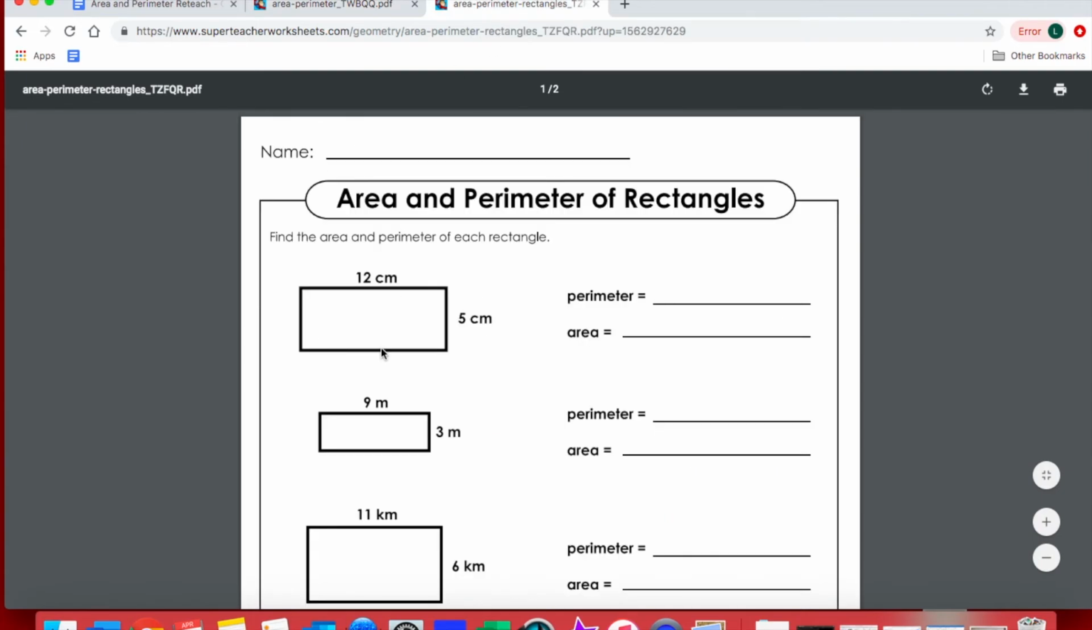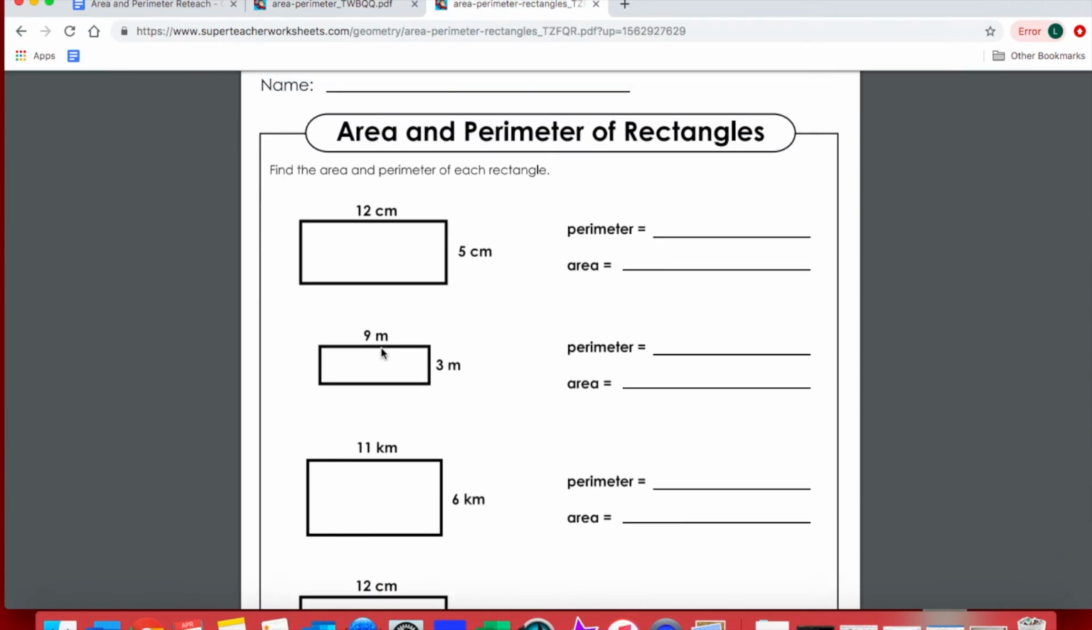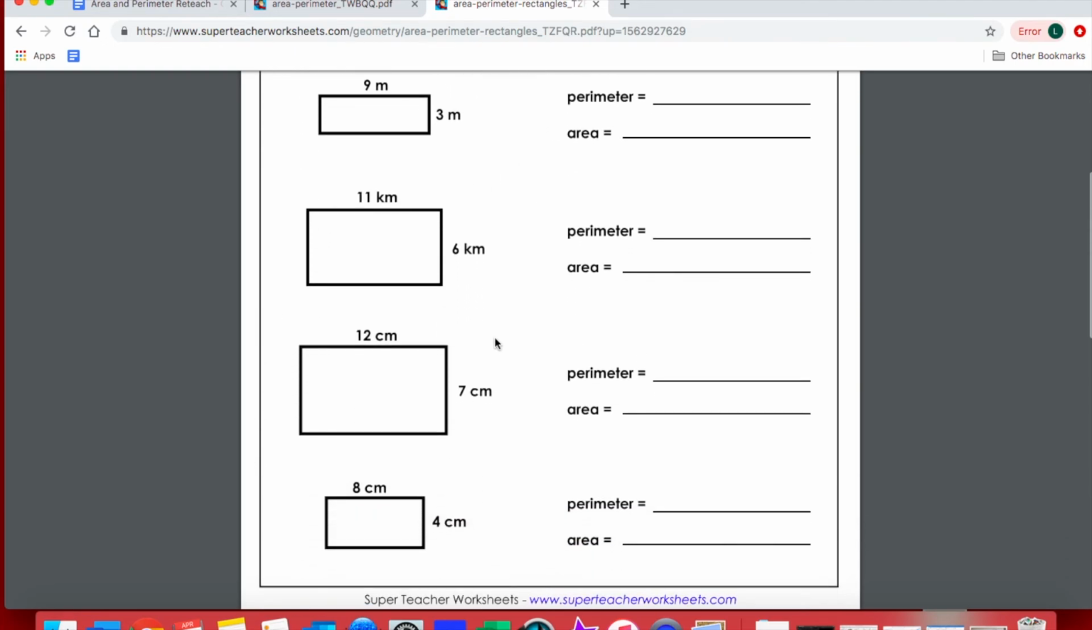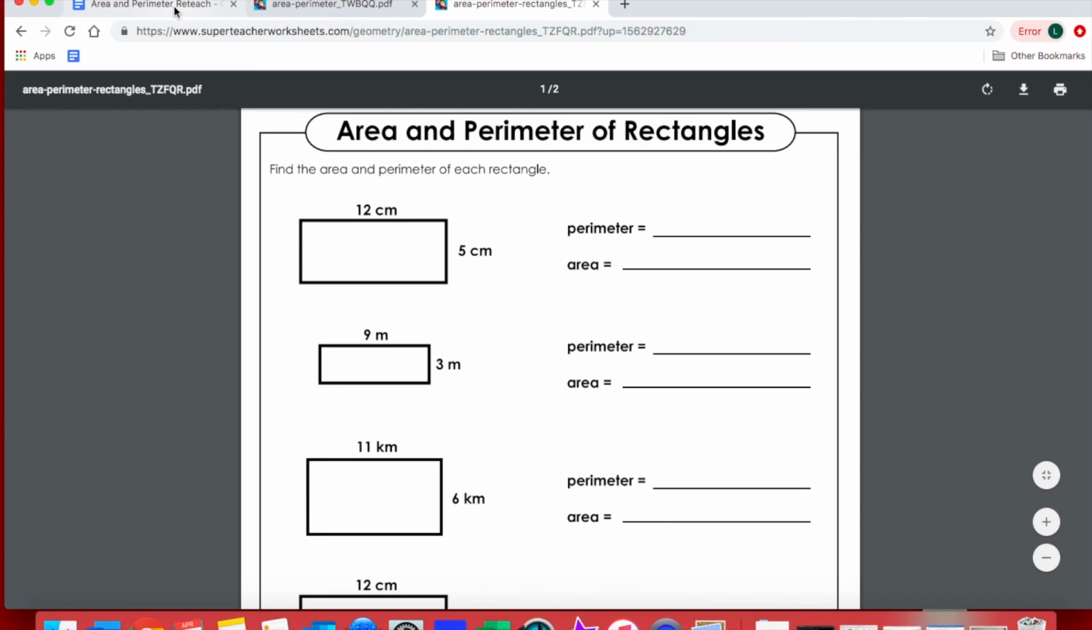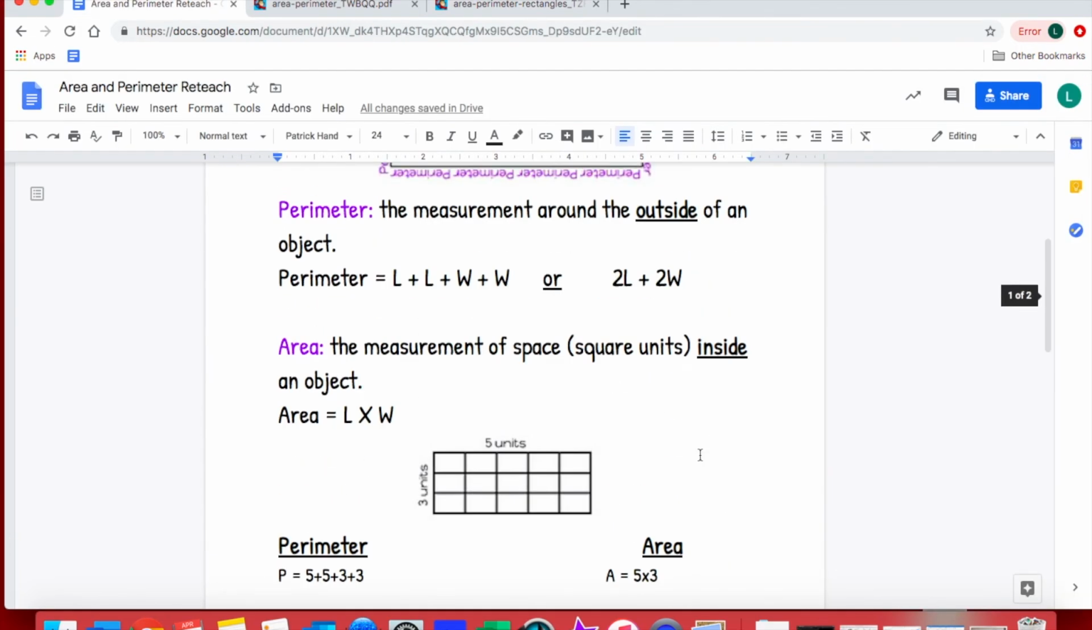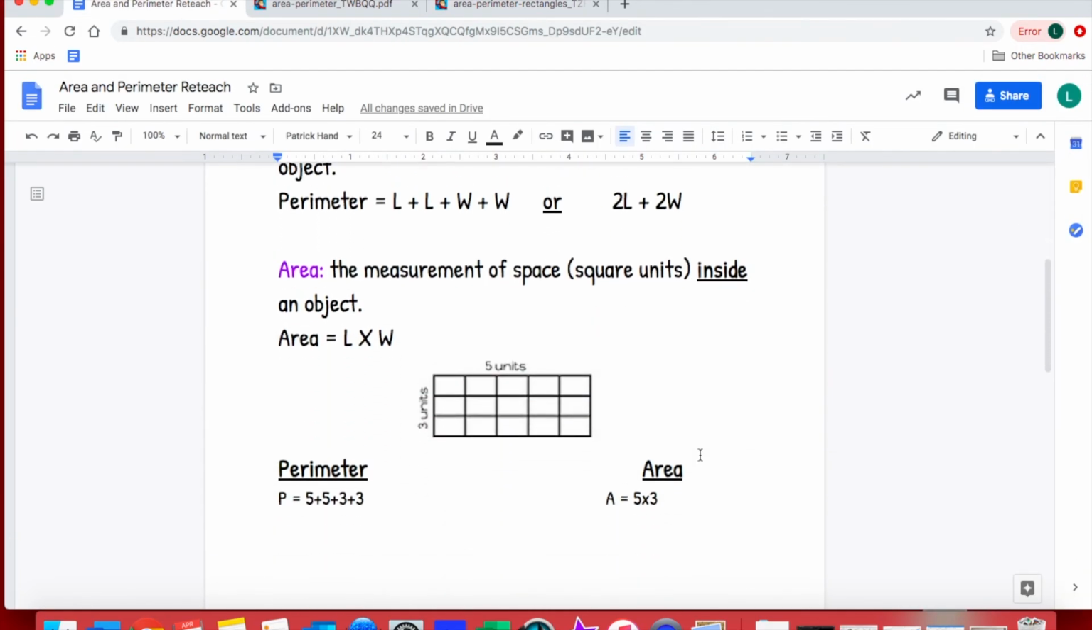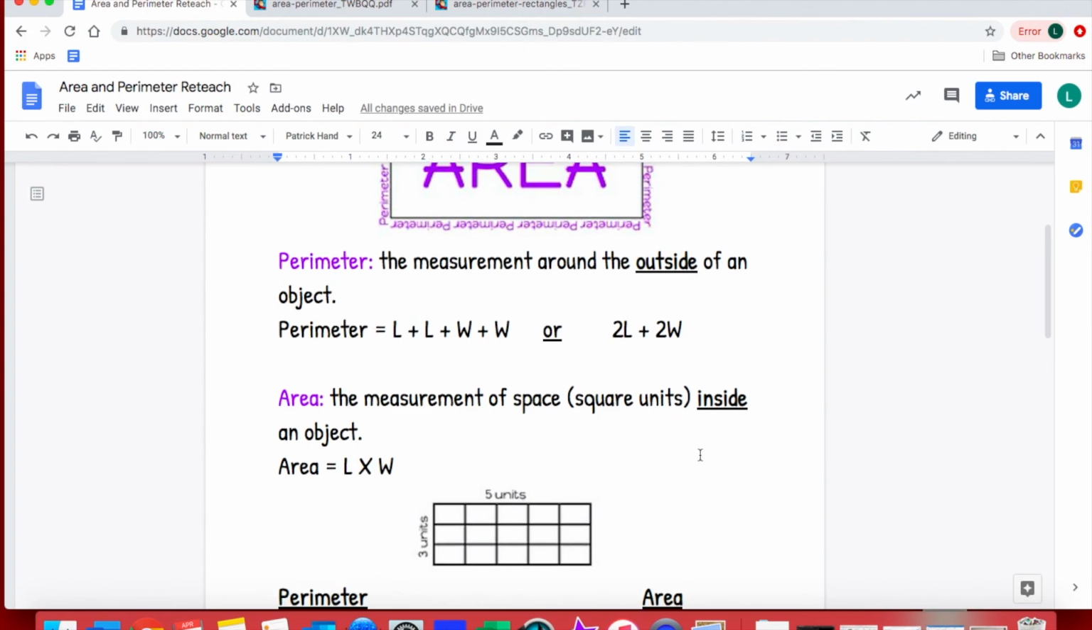And then this one, we are using our area and perimeter equations to find the perimeter and area of each rectangle. Now you could always have this pulled up, guys, and use this anchor chart if you forget how to find perimeter or what the equation is for area or perimeter. All right, good luck.